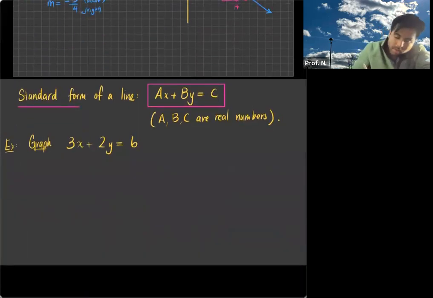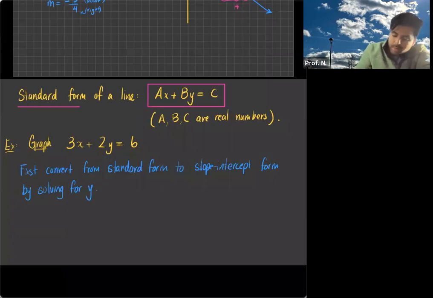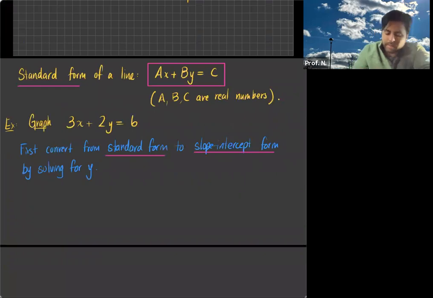So first, convert from standard form to slope-intercept form. And we're going to do this by solving for y. So I want to go from standard form to slope-intercept form. And how do I do that? I want to get y by itself.